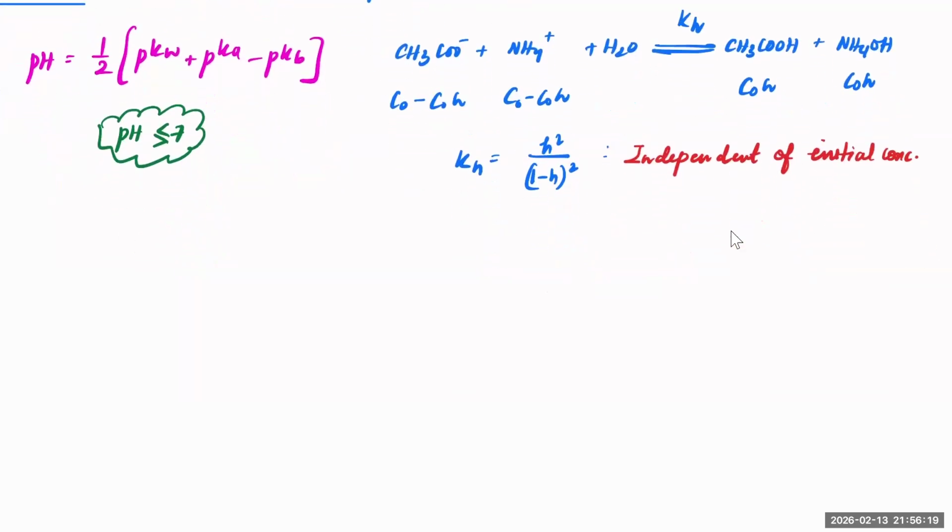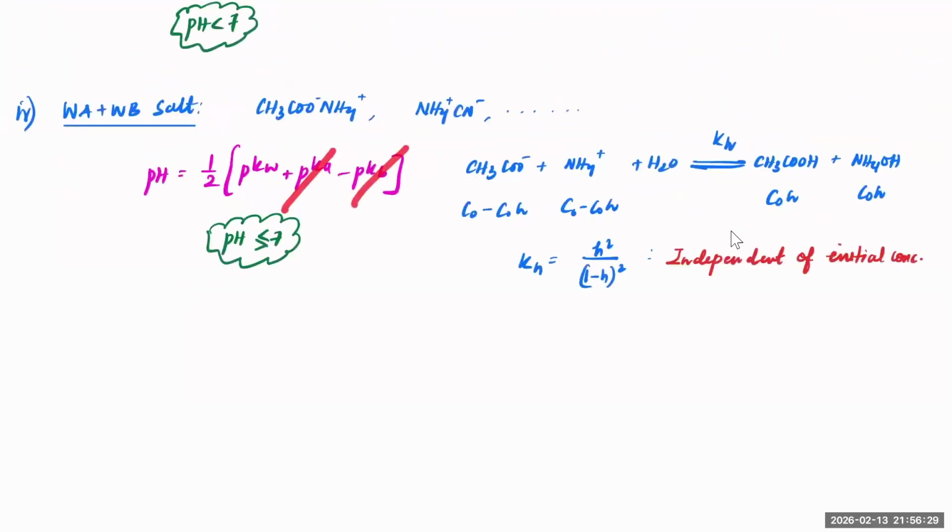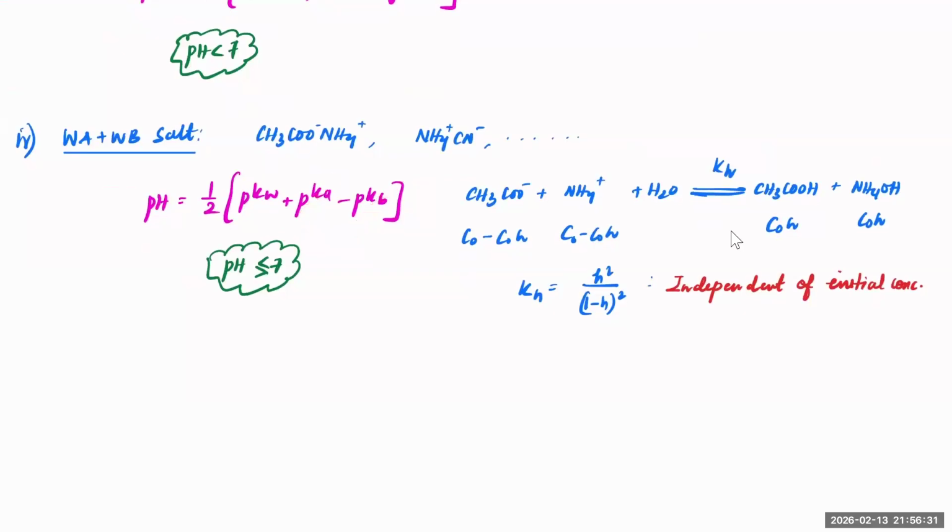It is independent of initial concentration. This is about the KH value. In such a case, you just need to know the pK value, the pKb value, and from there you can calculate the pH value. This is case 4.